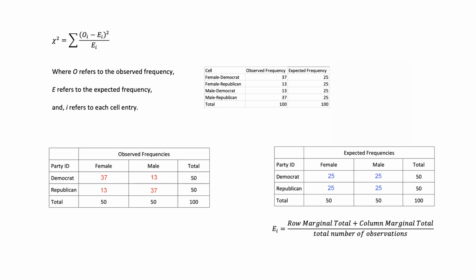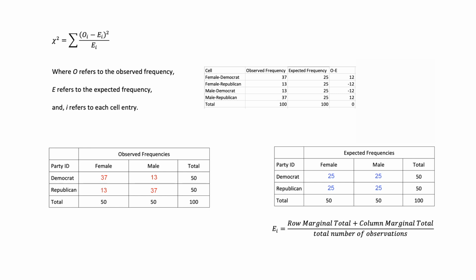So here I've listed each cell entry in our first column: female Democrat, female Republican, male Democrat, male Republican, as well as the total. We have our observed frequencies for each cell, which come right from our observed frequency table: 37, 13, 13, and 37, and our expected frequencies of 25 for each cell entry. You can see that both the observed frequency column and the expected frequency column total 100, which represents our total number of observations.